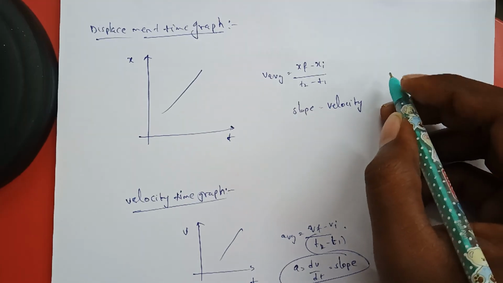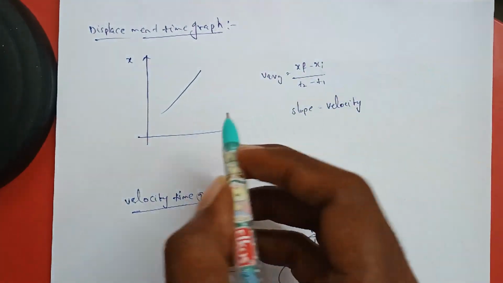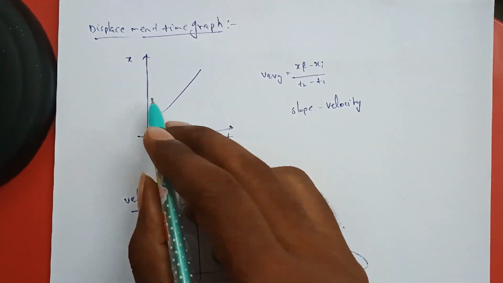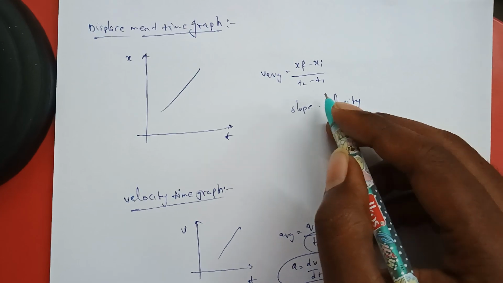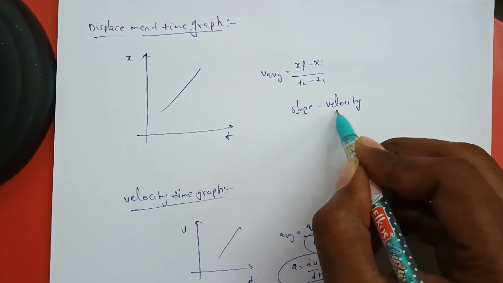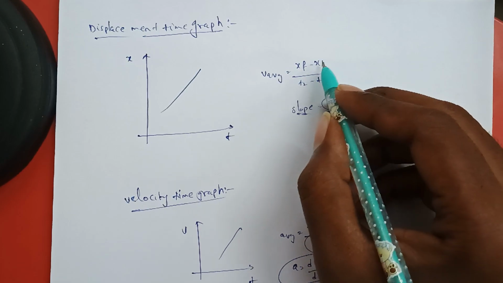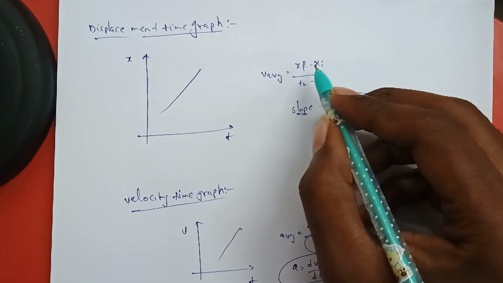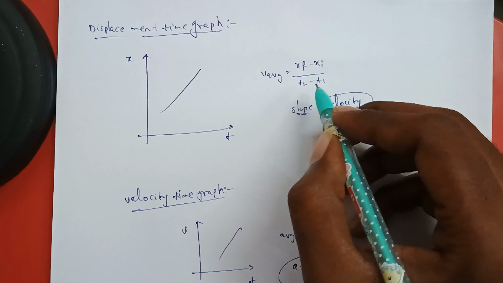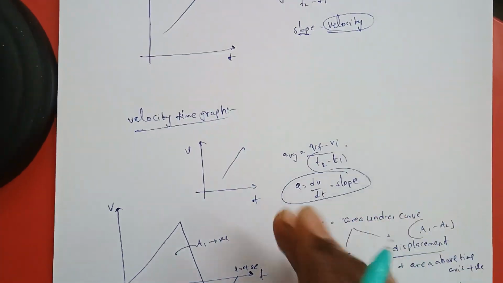Now we discuss the graphs. Displacement time graph will be a straight line. The slope of the displacement time graph gives velocity. It is the initial distance minus the final distance by t2 minus t1, the total time.